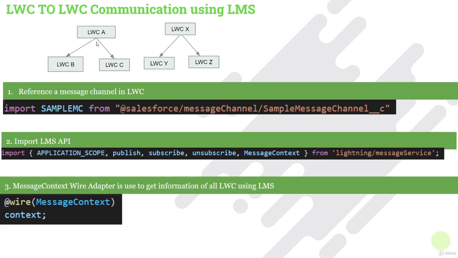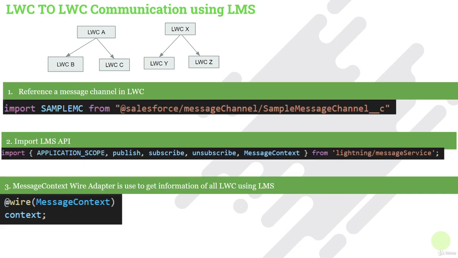Those are independent. If you look at this diagram, Lightning Web Component A and Lightning Web Component X don't have any relationship in between. There is no parent-child relationship. Both are independent components, and I have a scenario in which my component A wants to pass some data to a component X. To solve this issue, we're gonna use Lightning Messaging Service. So let's see how we can start.